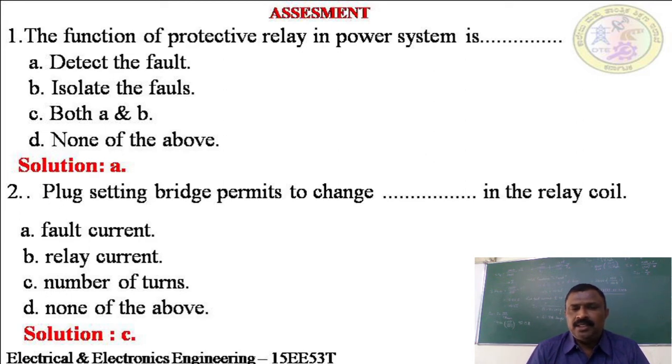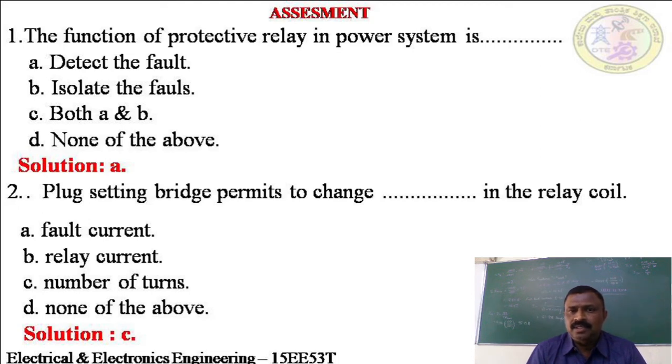Second, the plug setting bridge permits to change dash in the relay coil. The options are: A, fault current; B, the relay current; C, number of turns; and D, none of the above. The plug setting bridge permits to change not the fault current, not the relay current, it changes only the number of turns in the relay coil.